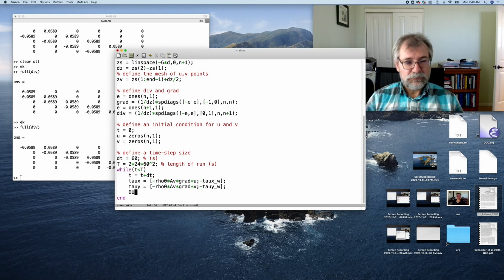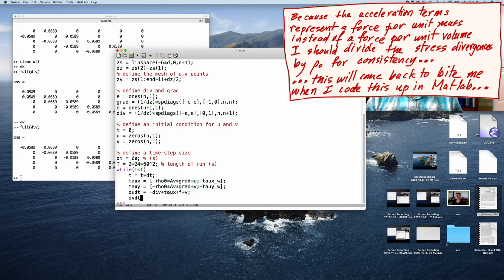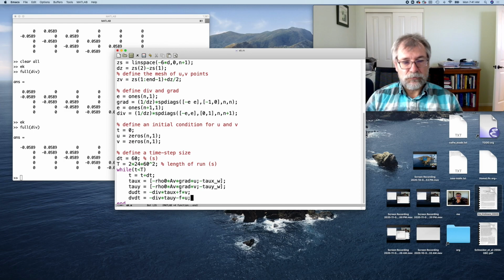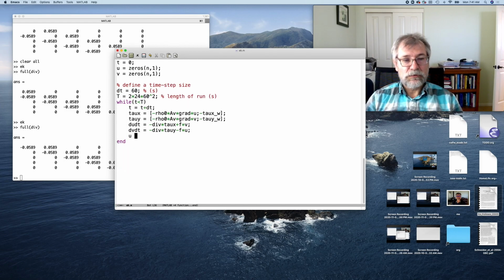So, oops, not caps, du dt is equal to minus the divergence of tau x plus f times v, right? Yes. And then dv dt is minus the divergence of tau y minus f times u. And then I could update u and v by saying u is equal to the old u plus dt times du dt. And v is equal to the old v plus dt times dv dt.